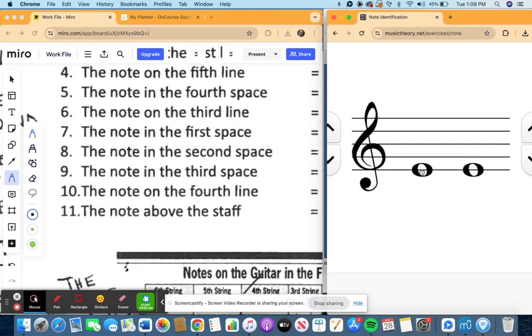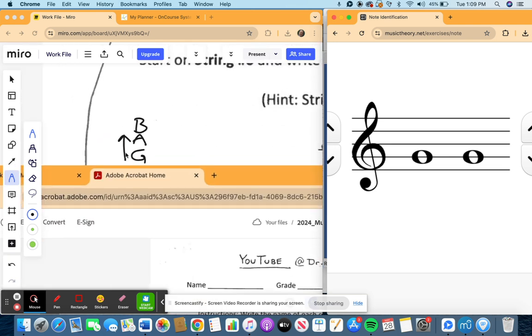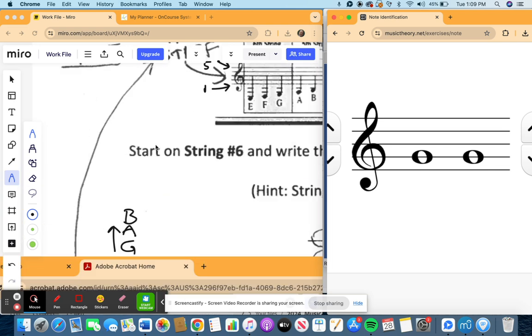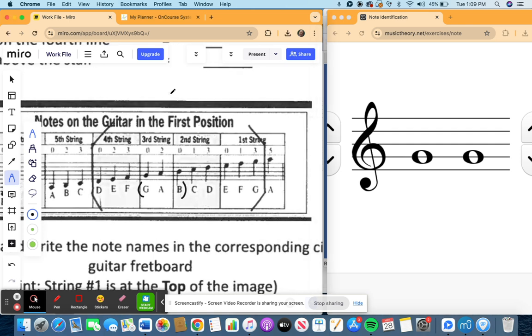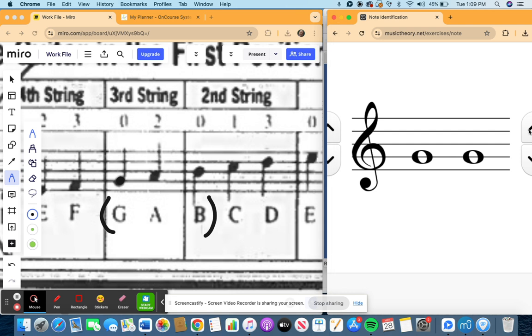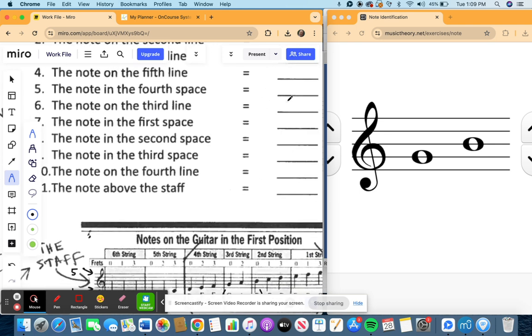So if this note's on the first line and it's E, and this note's on the second line and it's G, and we're using our bag technique, and the bag technique says, what's the name of the note above G? And that makes it A, right? The note above G is A, so there's A right here. And the note above A is B. That's the note on the third line. The note on the third line is the note B. Come back over here. Note on the third line, right letter B.